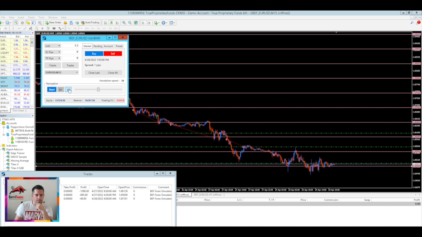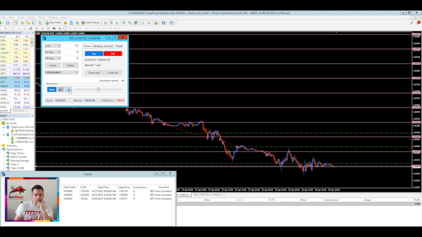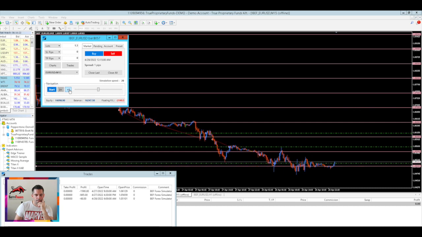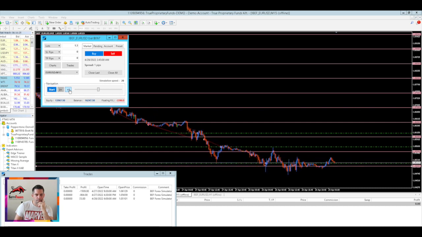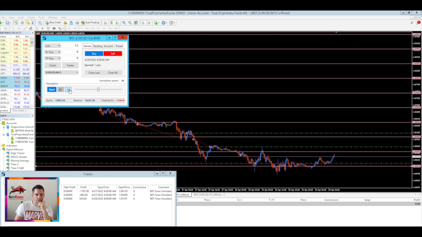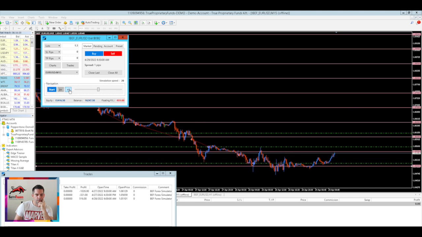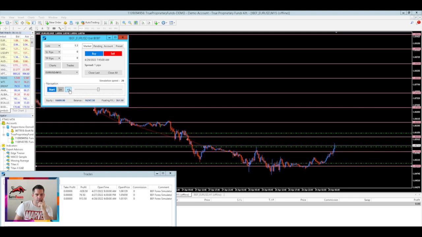I'm not placing a new sell just yet because I wanted to break these lows. I think this is just bouncing there. We have now consolidation, so I'm going to wait till we have a clear break of that before I actually... Okay, right there, perfect. That's what I was waiting for.